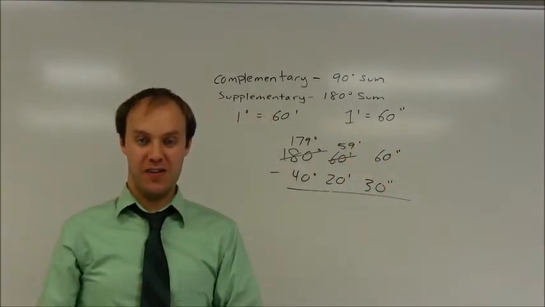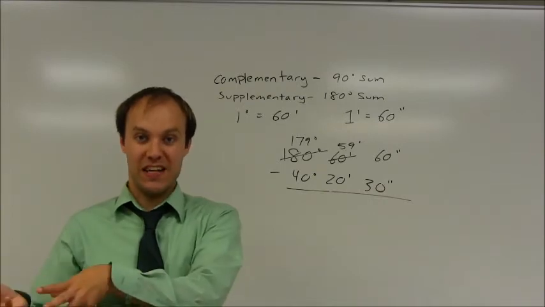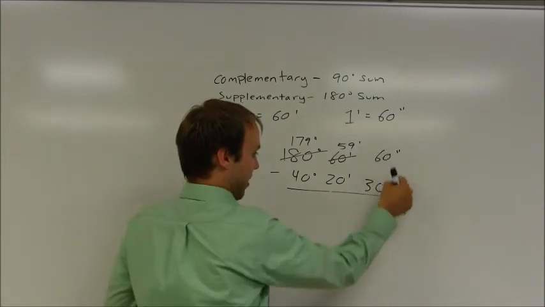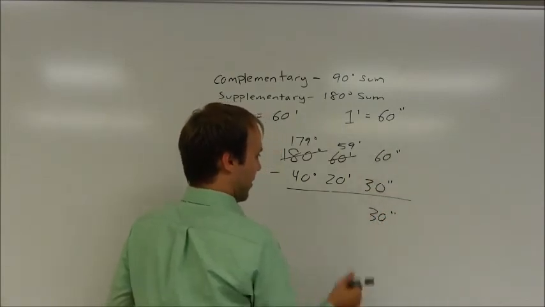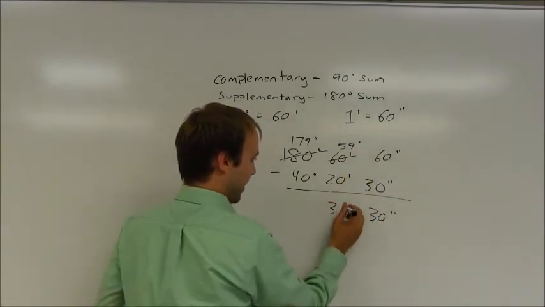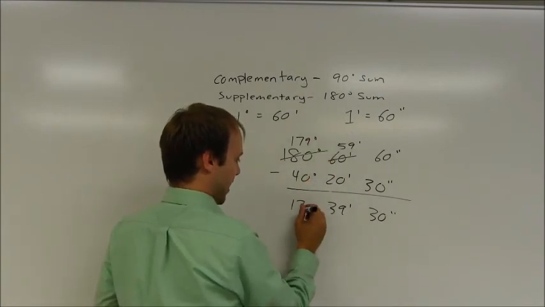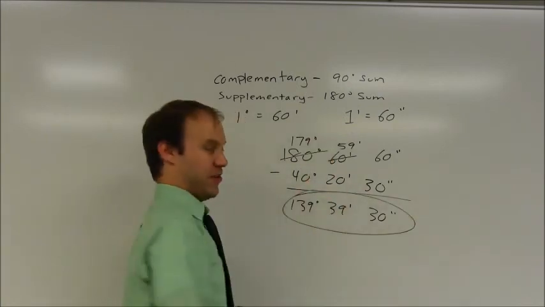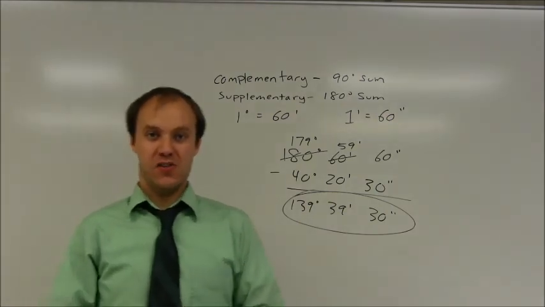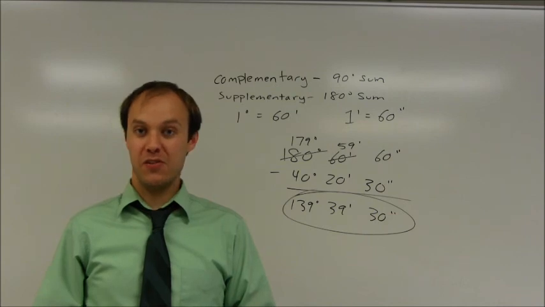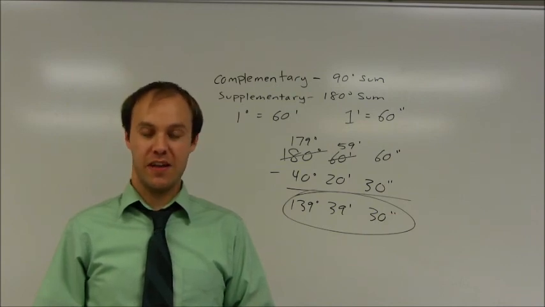Now I can go through the process. So you borrow seconds from minutes, you borrow minutes from degrees. 60 minus 30 is 30, 59 minus 20 is 39, and 179 minus 40 is 139. And then you have your difference there. So keep these things in mind. You have to be careful. Don't think it's all that difficult, but you do need to look out for some of those things. You can make a lot of mistakes.